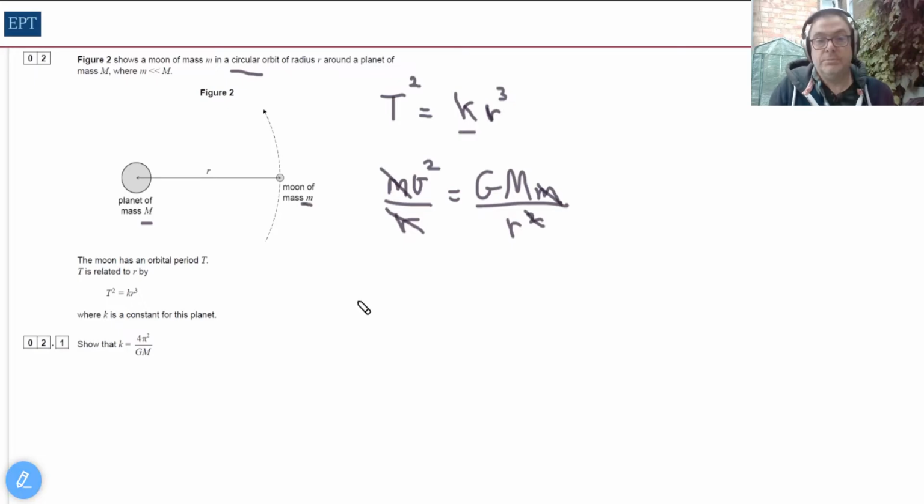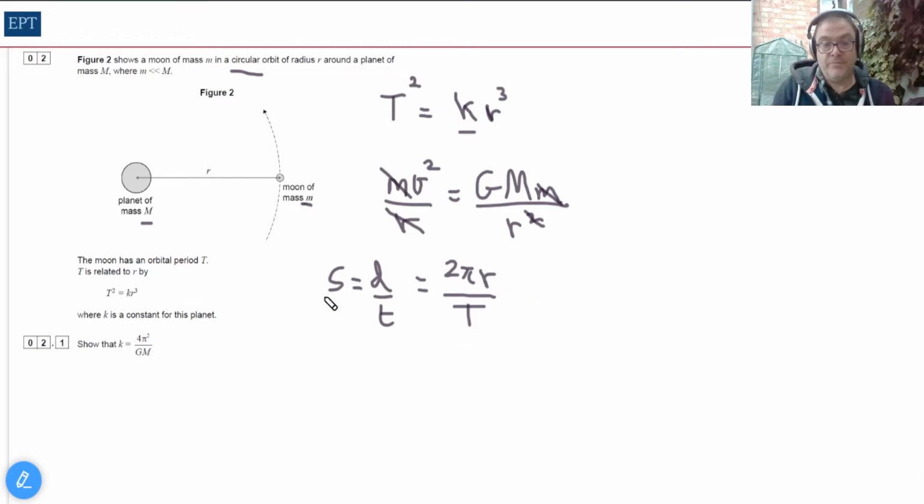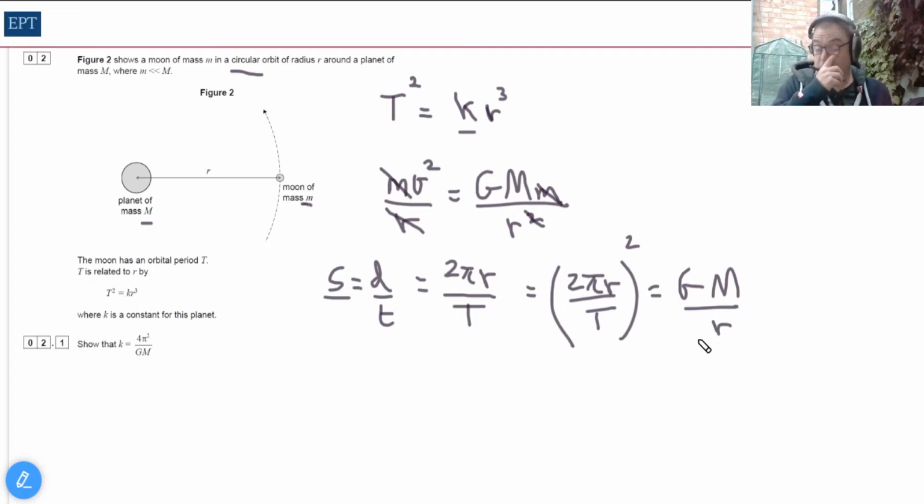We're almost there. The next step in this proof is just to recall that, as always, speed or velocity is distance over time. So if we set that time to one rotation of the moon going around the planet, we can therefore say that it's the period T, and the distance in a period is just the circumference, 2 pi r. So now we can substitute that in for speed or velocity. That gives us that (2 pi r over T) all squared, because it's v squared, equals GM over r.